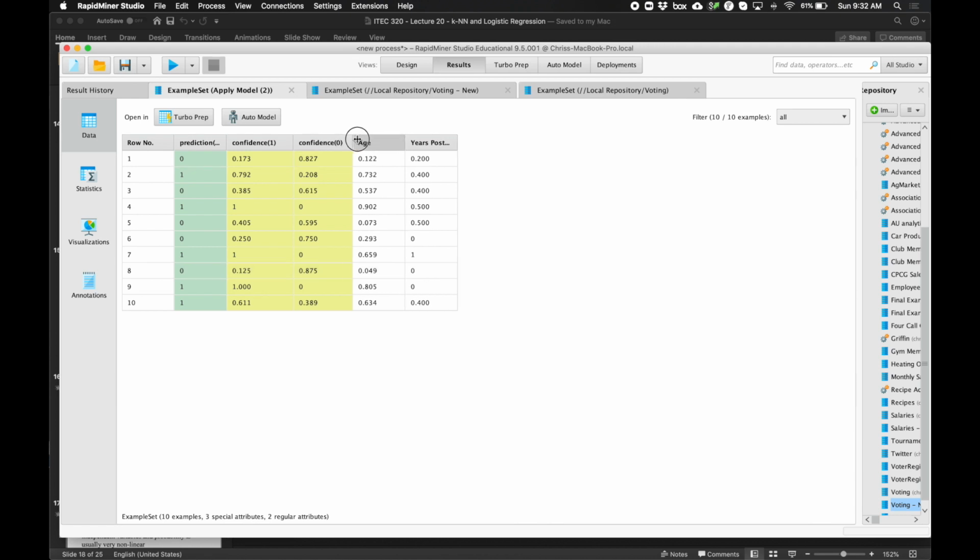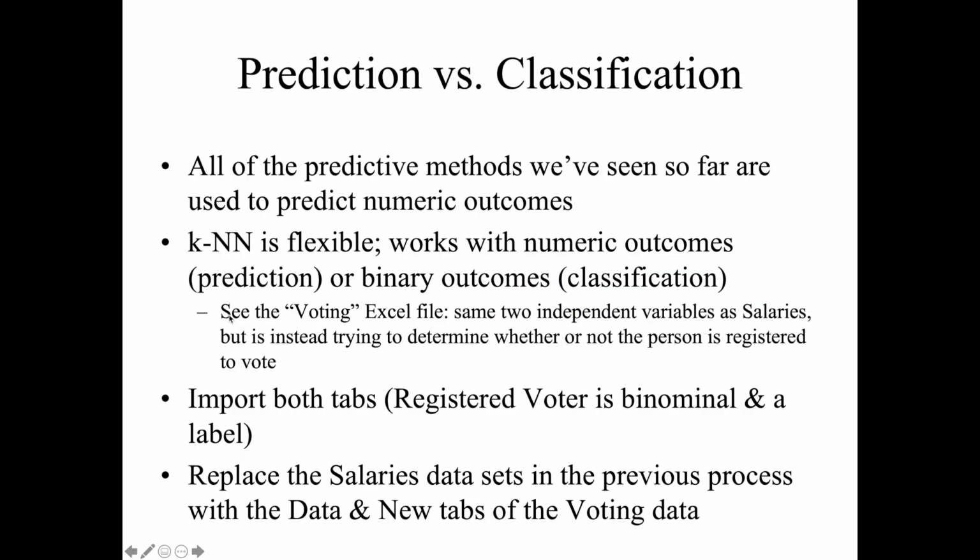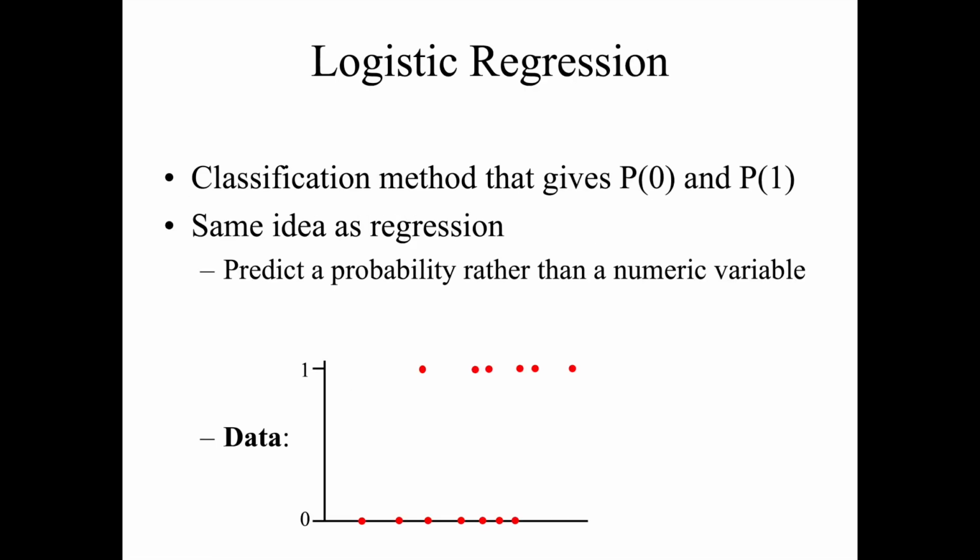And then we have this other column here, which is confidence 0, which is just 1 minus confidence 1. So this is the probability that somebody is a registered voter. This is the probability that somebody is not a registered voter. The nice thing about that is with k-nearest neighbor, we just flip the data sets. But in other methods, we won't be able to do that.